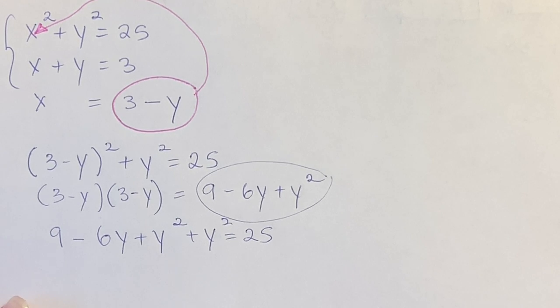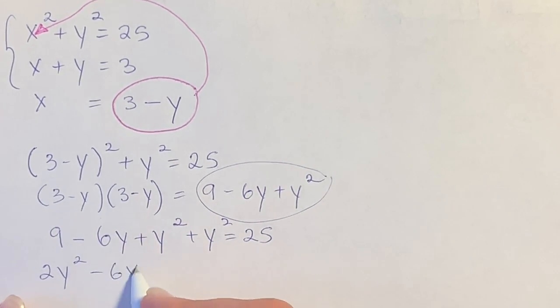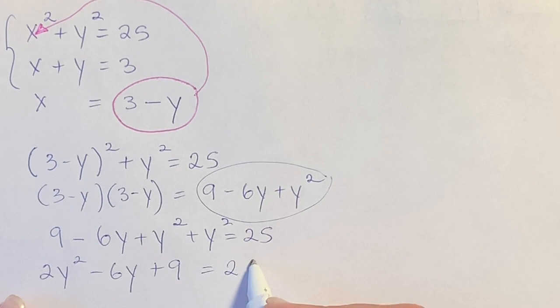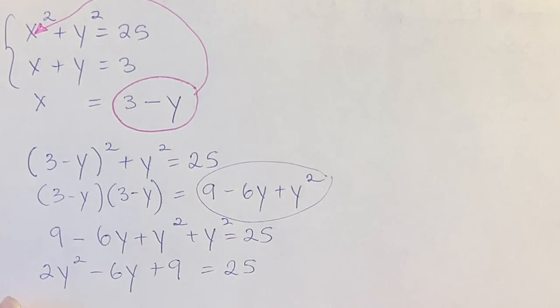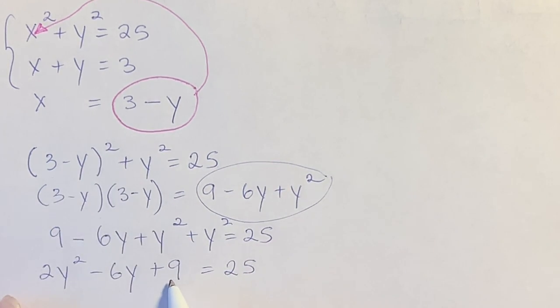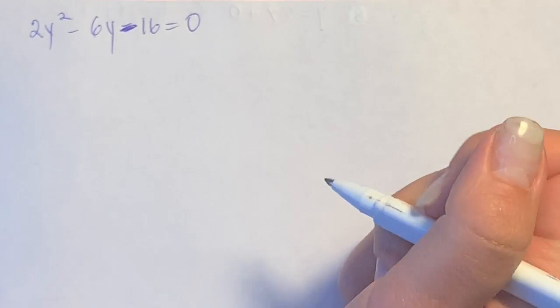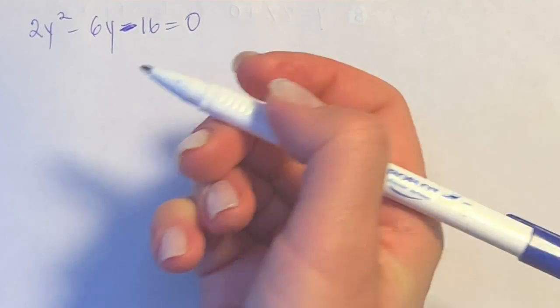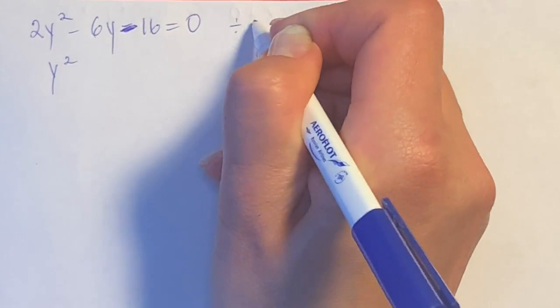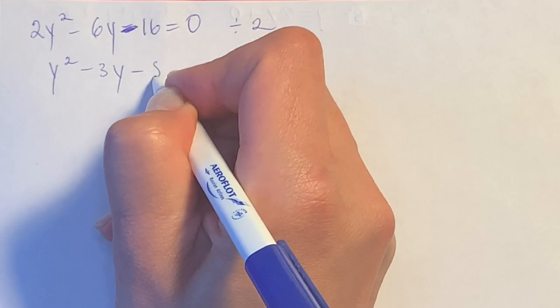I'm going to combine like terms. So y squared and y squared give me 2y squared, and then minus 6y, and I have this 9, equals 25. This is a quadratic equation, so to solve it, I'm going to move all terms to the left side. 25 will go to the left and get subtracted from this 9, so that I have a 0 on the right. Okay. So all of these terms are divisible by 2. So I'm going to go ahead and divide all of the terms by 2. So I will have y squared minus 3y minus 8 equals 0.